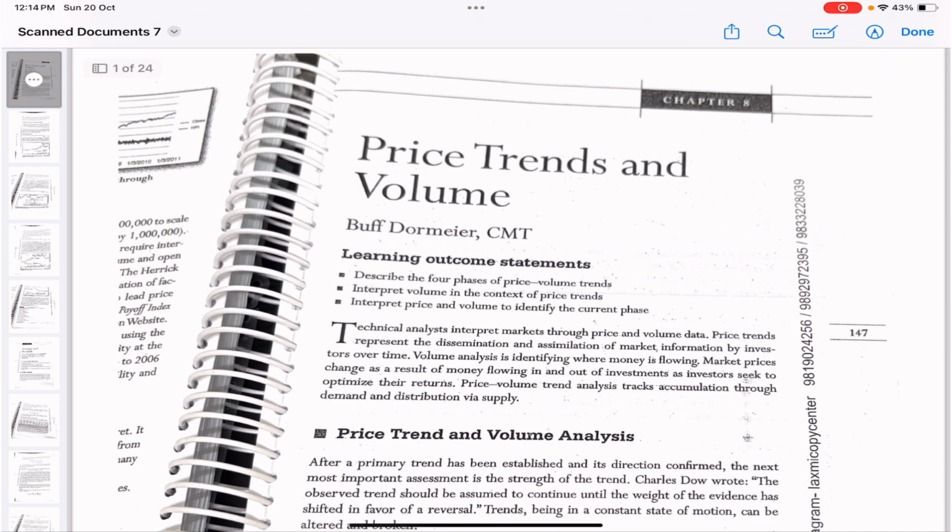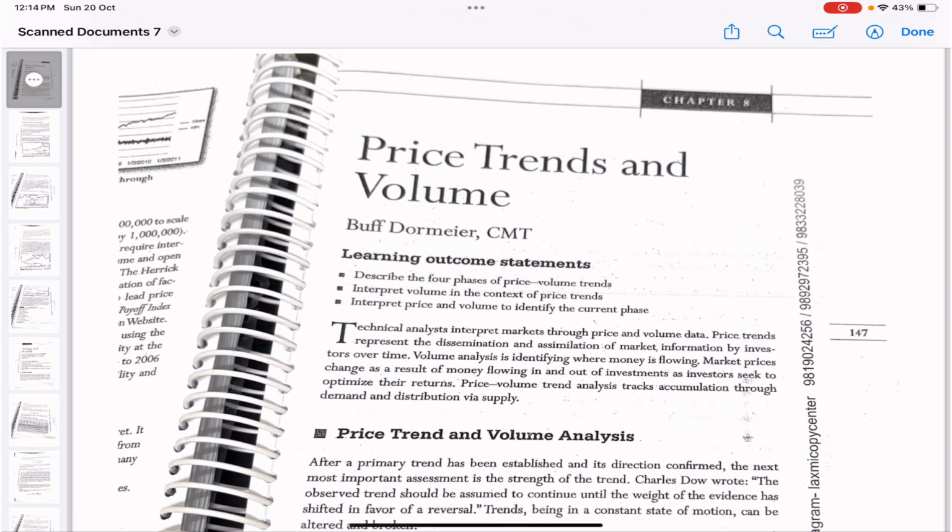So in this chapter, we'll basically describe the four phases of price and volume trends. We know that price is not the only thing which is important. We need to also combine it with volume in order to get good trading signals. We are going to see how to interpret volume in the context of the price trends, and also how to interpret price and volume to identify the current phase.